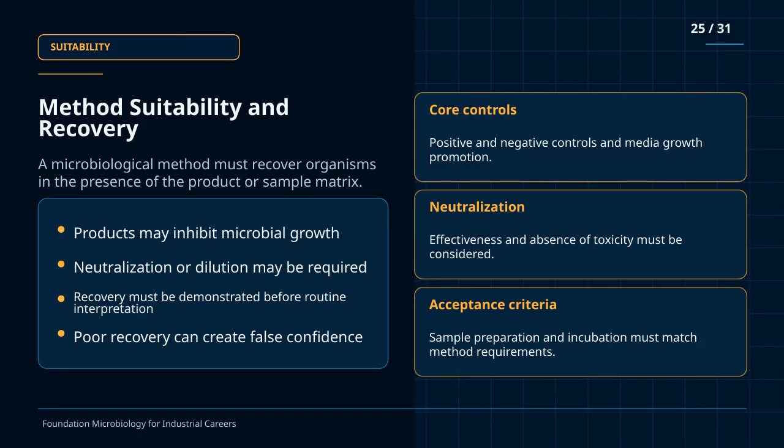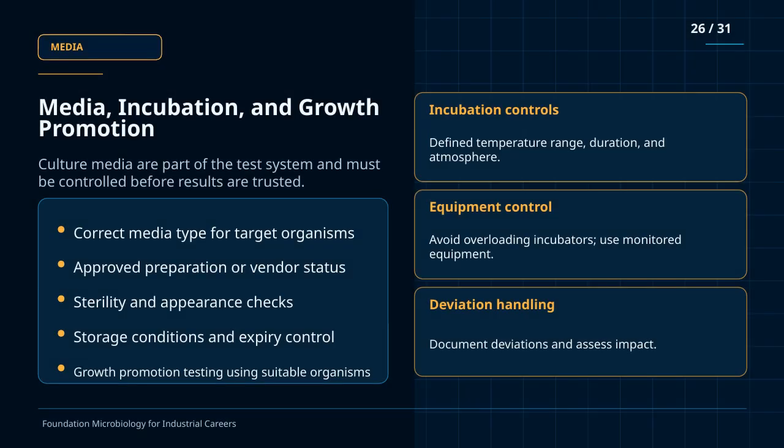Method suitability demonstrates that a microbiological method can recover organisms in the presence of the product or sample matrix. Preservatives, pH, viscosity, or antimicrobial ingredients may require neutralization or dilution before results can be trusted. Culture media and incubation conditions are part of the test system and must be controlled before data are accepted. Growth promotion, storage checks, temperature control, suitable incubation duration, and documented deviations all protect result reliability.